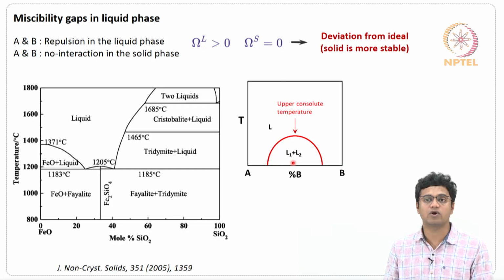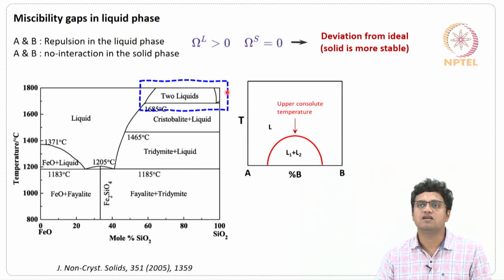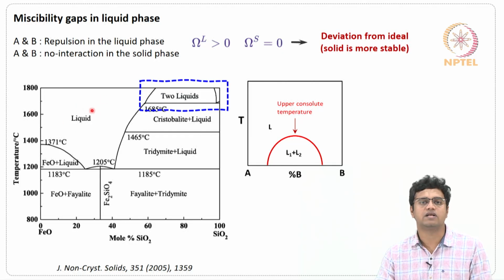One best example I would like to give here is a ceramic system, that is FeO and SiO2. Here you see there is a miscibility gap. Though the complete dome shape cannot be seen from this diagram, because this is only up to 1800 degrees Celsius, if you go to a little higher temperature, there exists an upper consolute temperature and there exists a dome here, within which you have two liquids, but outside that you have a completely single liquid.